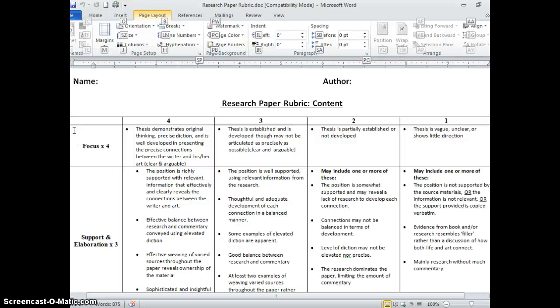Okay, so I want to just review the various aspects of the rubric. So when you begin your final revision and editing process, you'll understand exactly how I will be evaluating your paper. First off, I want to look at the focus.